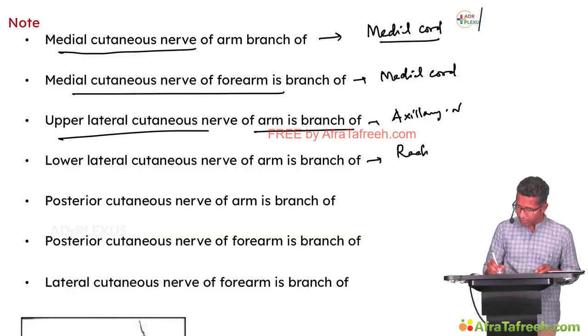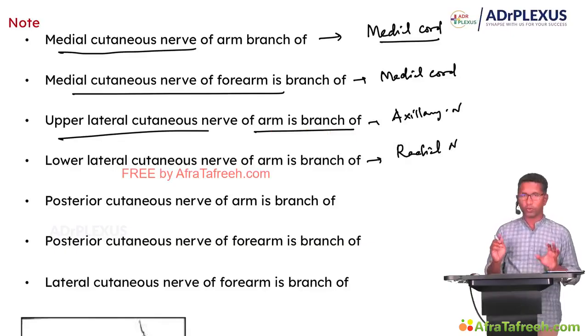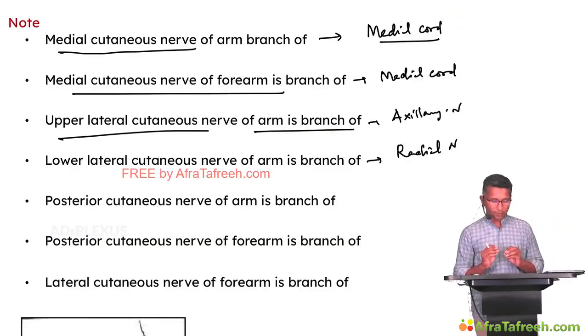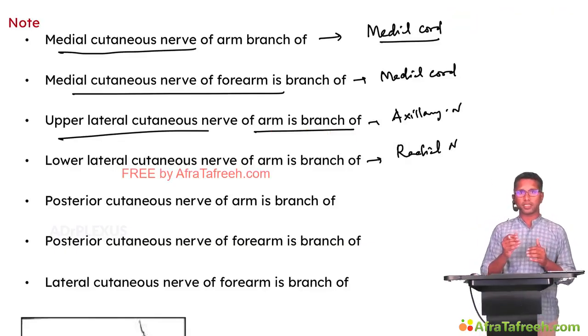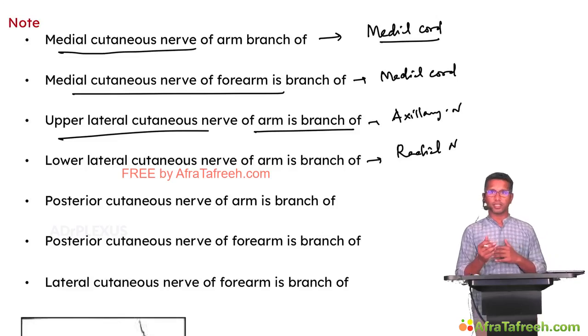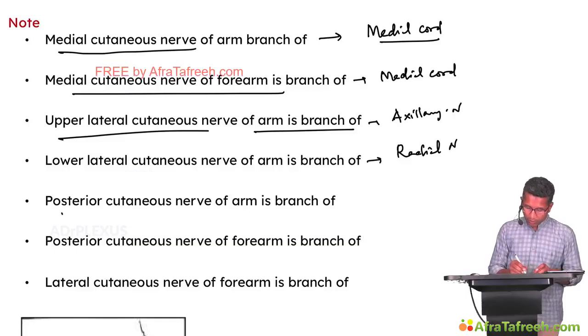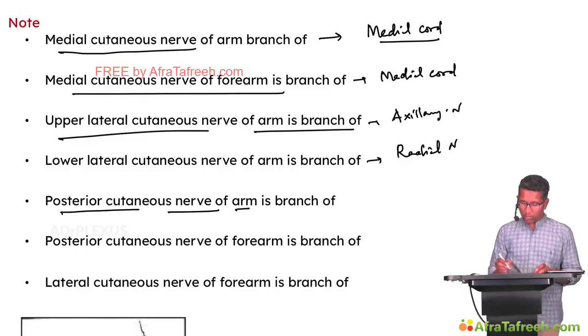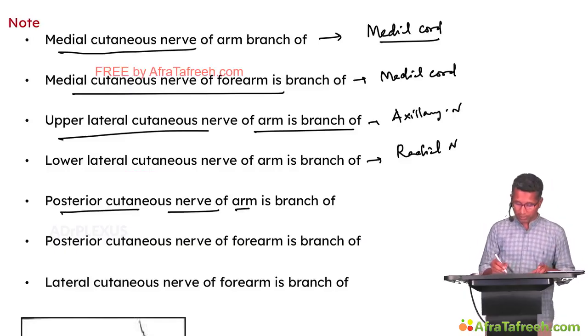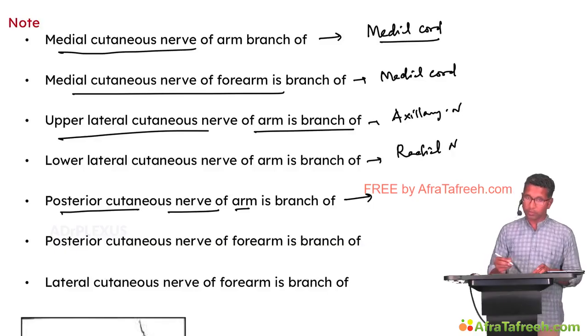It is a branch of radial nerve. We'll discuss all these nerves, guys, so don't worry about it. This is just a refresher to compare the medial cutaneous nerve with the lateral cutaneous nerve of the forearm and the arm. Posterior cutaneous nerve of the arm. These are not branches of the cords, but these are all branches of the nerve roots specifically.